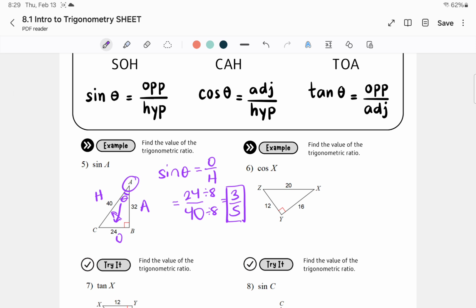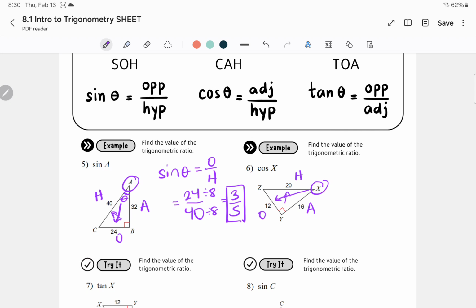All right, so cosine of x. So I'm gonna start by circling x. Now I can label the rest. So hypotenuse is across right here, across from the right angle. Opposite is across from our actual angle. So opposite would be this side. And then next to it, adjacent is this side.